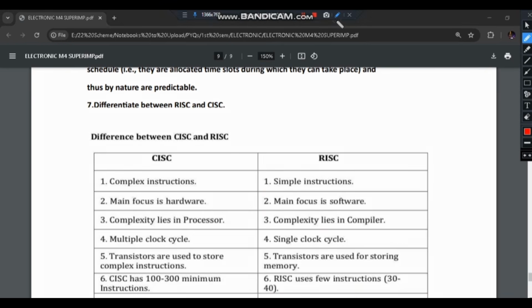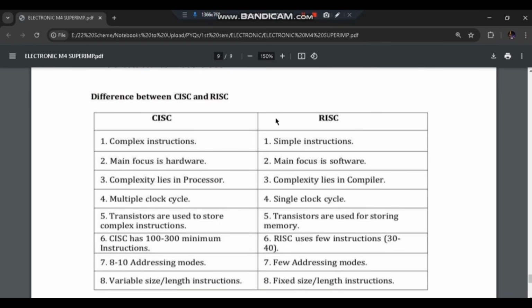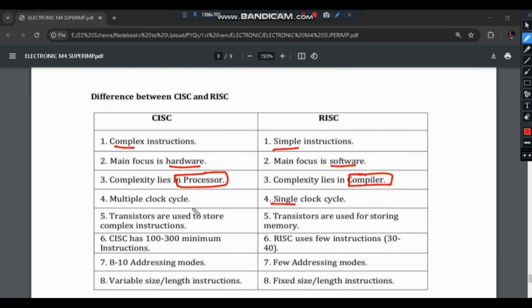The last one is the difference between RISC and CISC. RISC is reduced instruction set computing, and CISC is complex instruction set computing. This is a simple one, this is a complex one. This is related to software, and this is related to hardware. Here it deals with the compiler, and here it deals with the processor. Here it is a single clock cycle. Here it is multiple clock cycles because it is more complex, right?